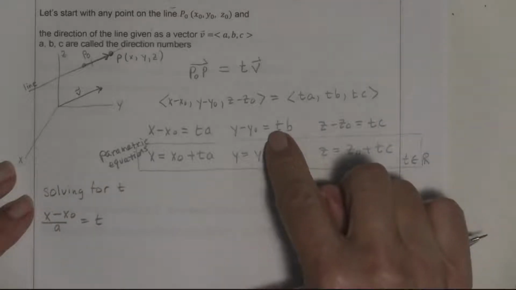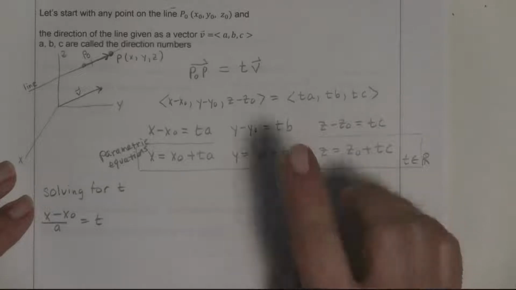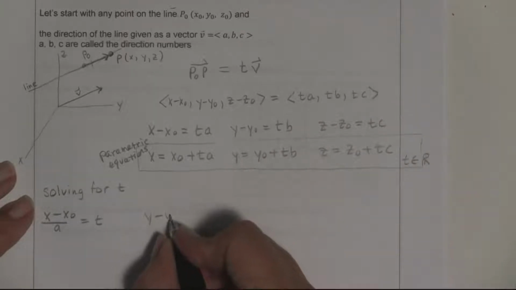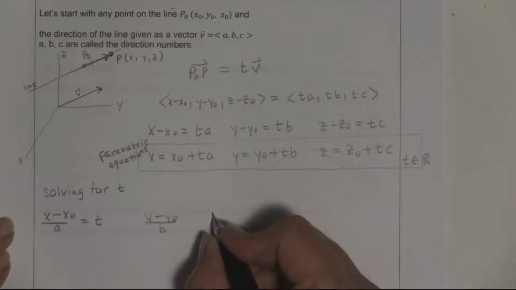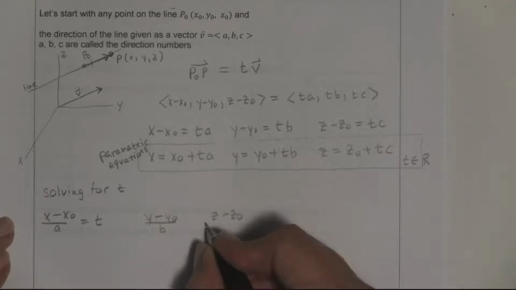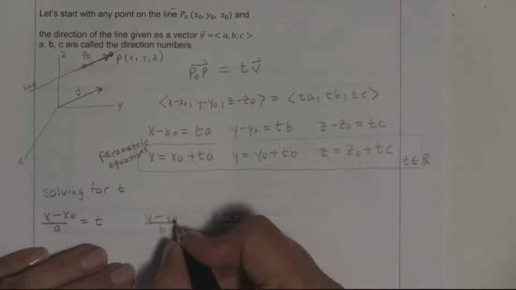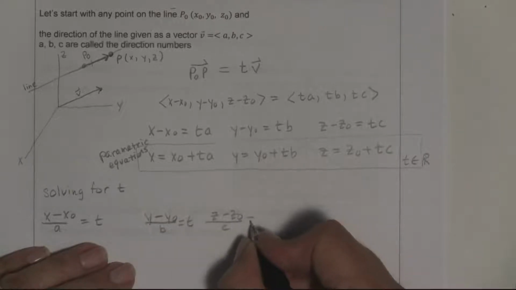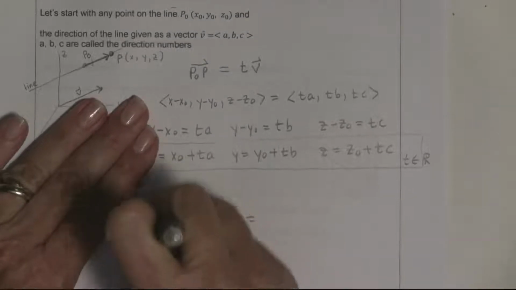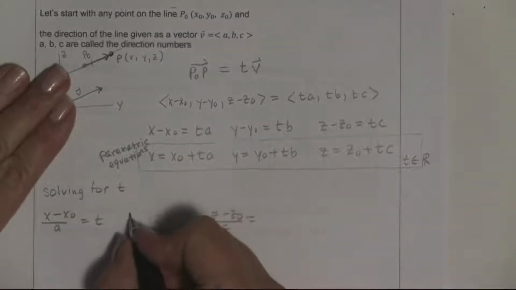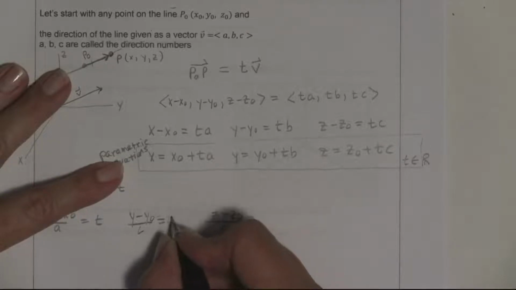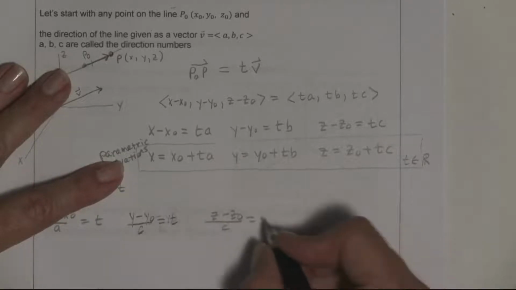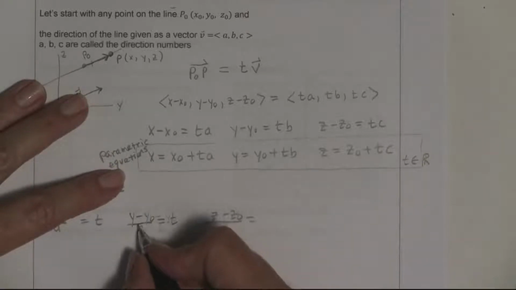And same here. I'm just going to go back a step here, and all I have to do is divide by b. So y minus y naught divided by b. And last but not least here, z minus z naught divided by c. Equals t. I'm going to move that one over. You're going to be like, why be so picky about where you have it on the page? And I'm going to be like, yeah, I know. I agree.